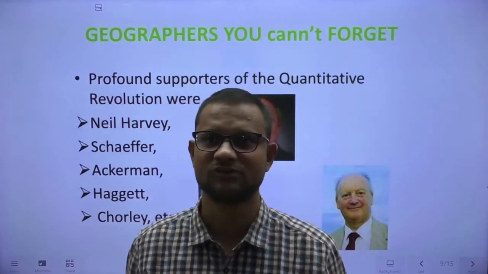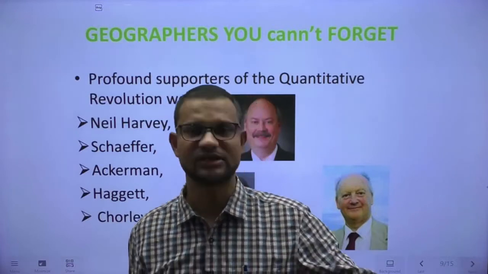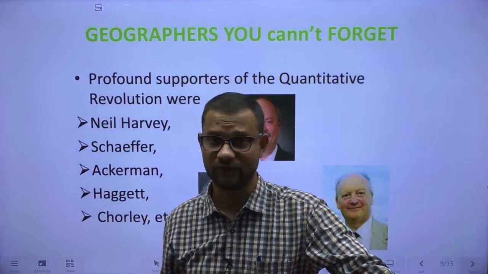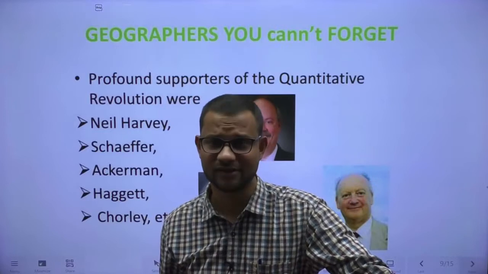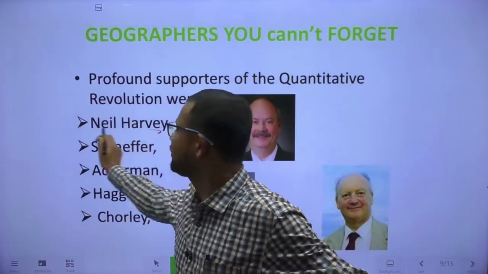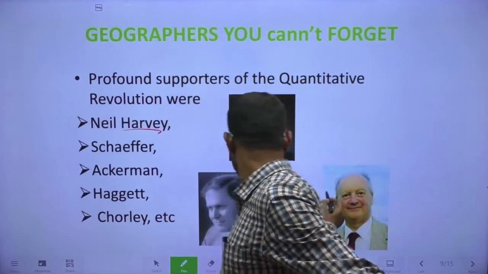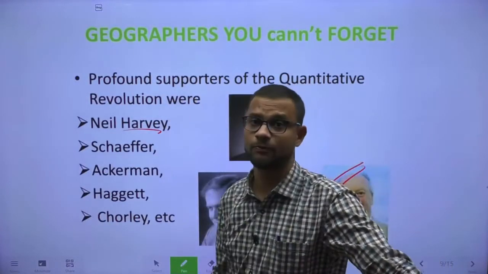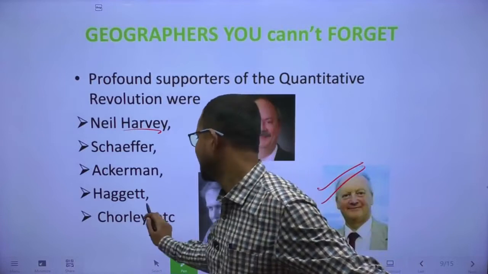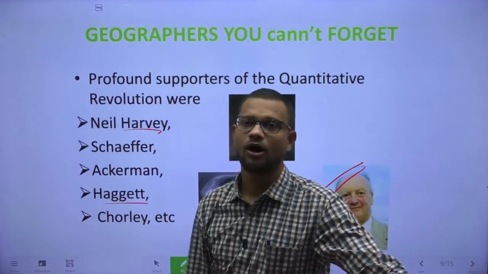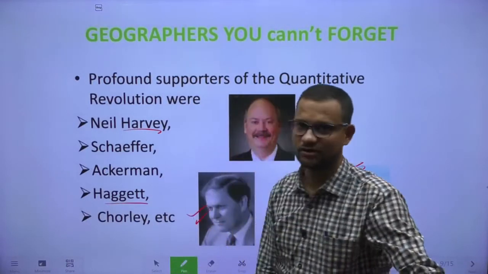Now here, you must not forget the names of those geographers. Schaffer, as I already mentioned, right? Ackermann sir, or Neil Harvey, right? Harvey, or say Chorley, right? This Chorley was one of the prominent quantitative revolutionists. Then Haggett, you will find all these are, okay, this is Haggett.